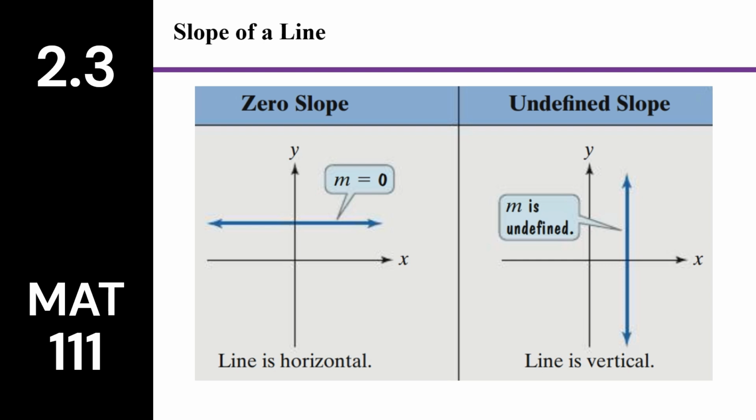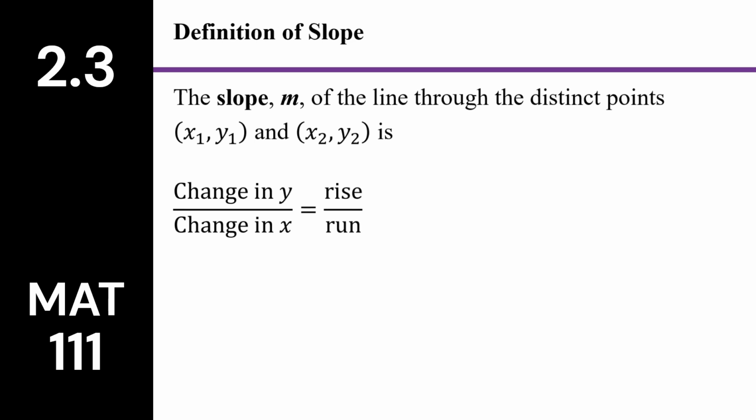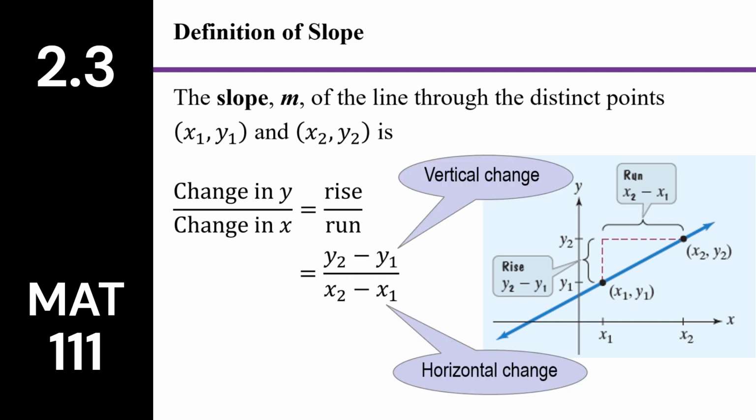m is undefined. The slope can be found using a formula. The idea is that it's the change in y, the rise, over the change in x, the run. To find the vertical change, we subtract the two y values, and to find the horizontal change, we'll subtract the two x values. Note that we can't divide by 0, so the difference of the two x values cannot be 0, which means your 2 points cannot have the same x value.